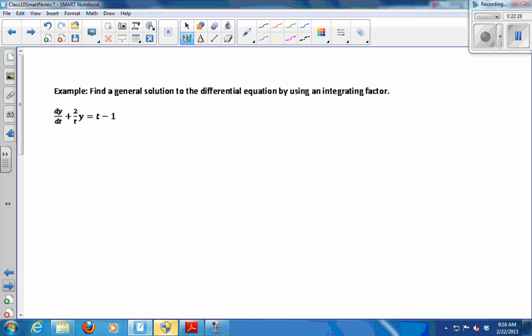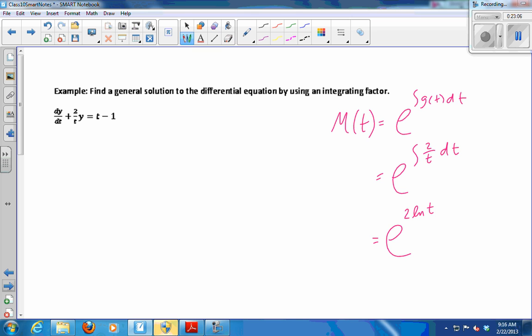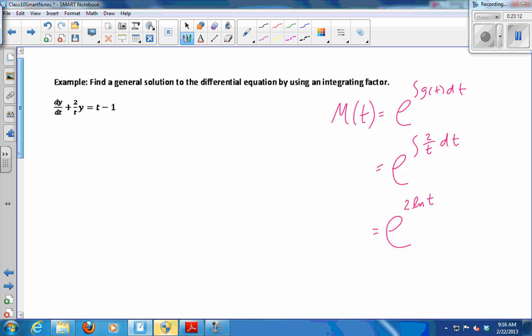Okay, so we have, this is in the correct format. It's dy dt plus g of t y equals b of t. So we start by coming up with an integrating factor, mu of t. Mu of t, remember, is e to the integral of g of t dt. So this is e to the integral of 2 over t dt. What's the integral of 2 over t dt? 2 ln t. So this is e to the 2 ln t. And I don't need the plus c, because I just need one function that will create my product rule. Don't need a whole family.